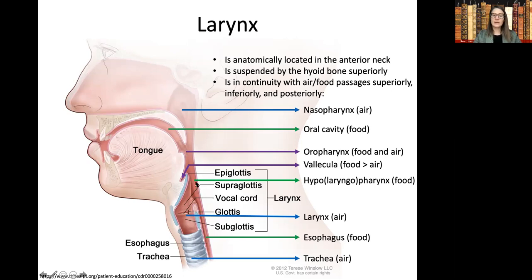Behind the larynx, we have the hypopharynx, or the laryngopharynx, which is now isolated for food. We, of course, have the larynx progressing down to the trachea for air, and the esophagus behind the trachea, of course, again for food. So just as a reminder, the main air passage is in blue, the main food passage is in green, but of course, some of these air and foods can overlap.